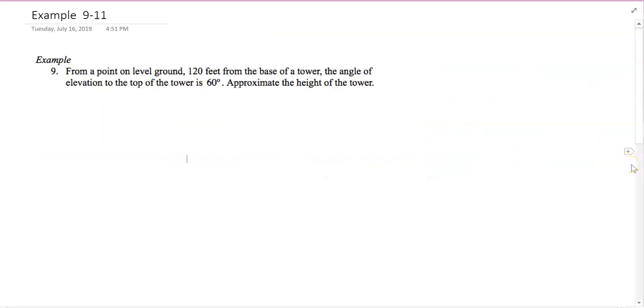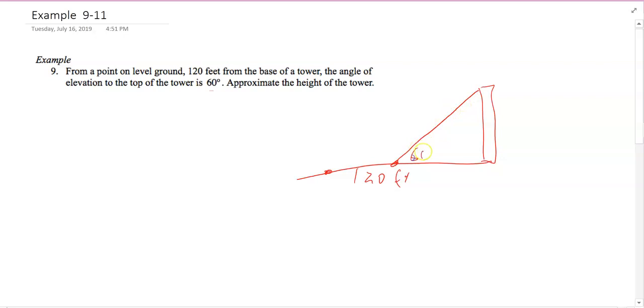From a point on level ground, 120 feet from the base of a tower, the angle of elevation to the top of the tower is 60 degrees. So we draw a tower. How far are we from the tower? 120 feet. So let's say 120 feet is here. You're looking up to the top of the tower. Let's say our angle is 60 degrees. Let's put it a little bit closer, to make the angle more realistic.